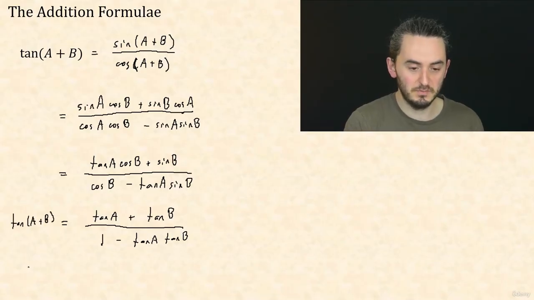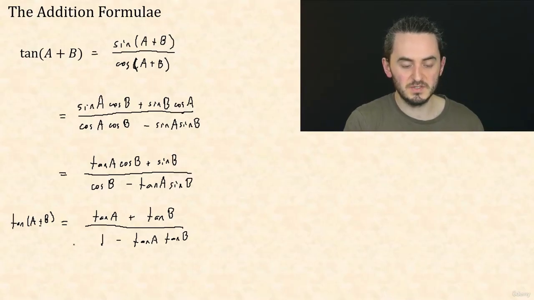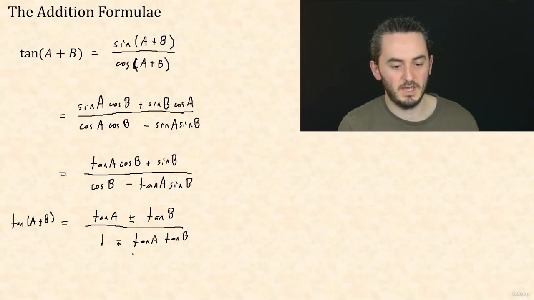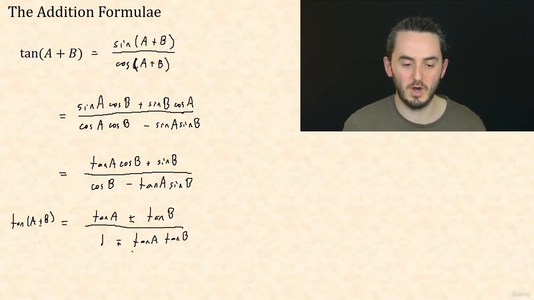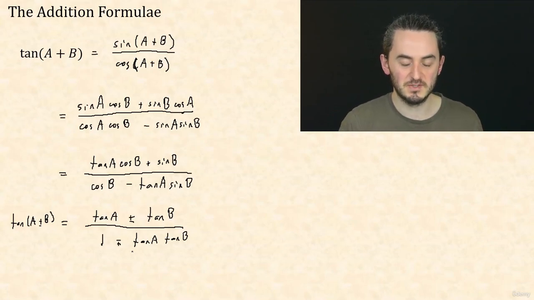And the full formula is tan of A plus or minus B is tan A plus or minus tan B divided by 1 minus or plus tan A tan B. And you can think through why that is the case for tan by thinking about the graph. All right, so there we have it. We've got the addition formulae for sine, cos, and tan.